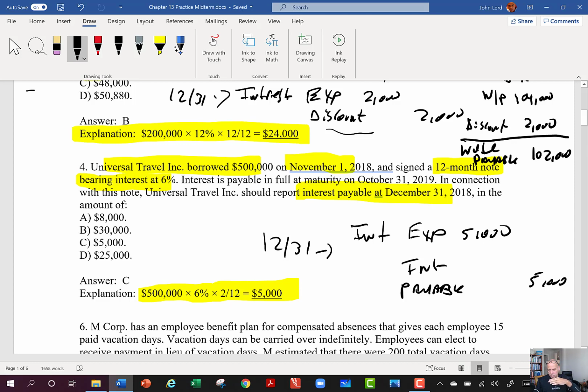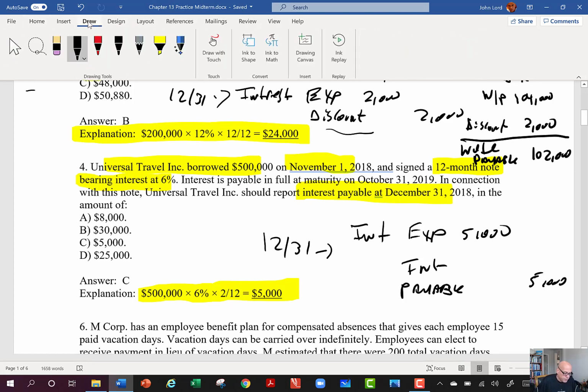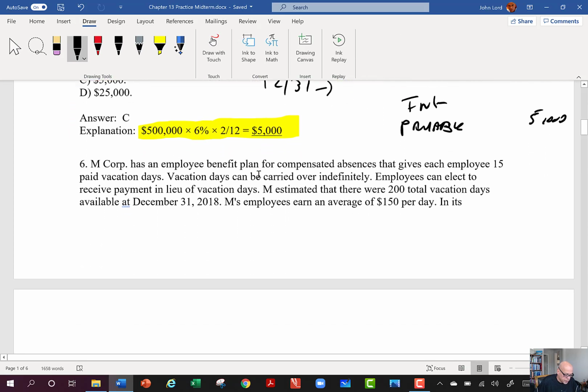That brings the note closer to its final maturity amount that you're going to have to pay, which will be, in that example, $104,000. If it's an interest-bearing note, you simply apply the interest rate for the period of time the note was outstanding to calculate your interest expense, and you have this account, interest payable. Okay? Good. Let's continue and take a look at number 6 here.